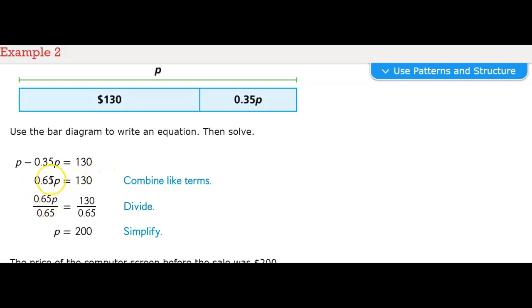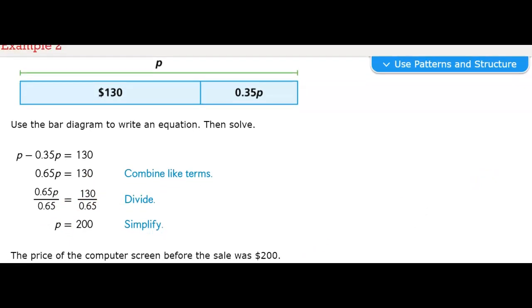So now to get the P, or price, by itself on one side of the equation, we have to do the inverse of multiplication, which is division. We're dividing by 0.65 on both sides of the equation. These cancel out and you're left with P. Then 130 divided by 65%, or 0.65, is 200. So the price before the sale was $200. And that is how you are able to use that bar diagram to create your equation.